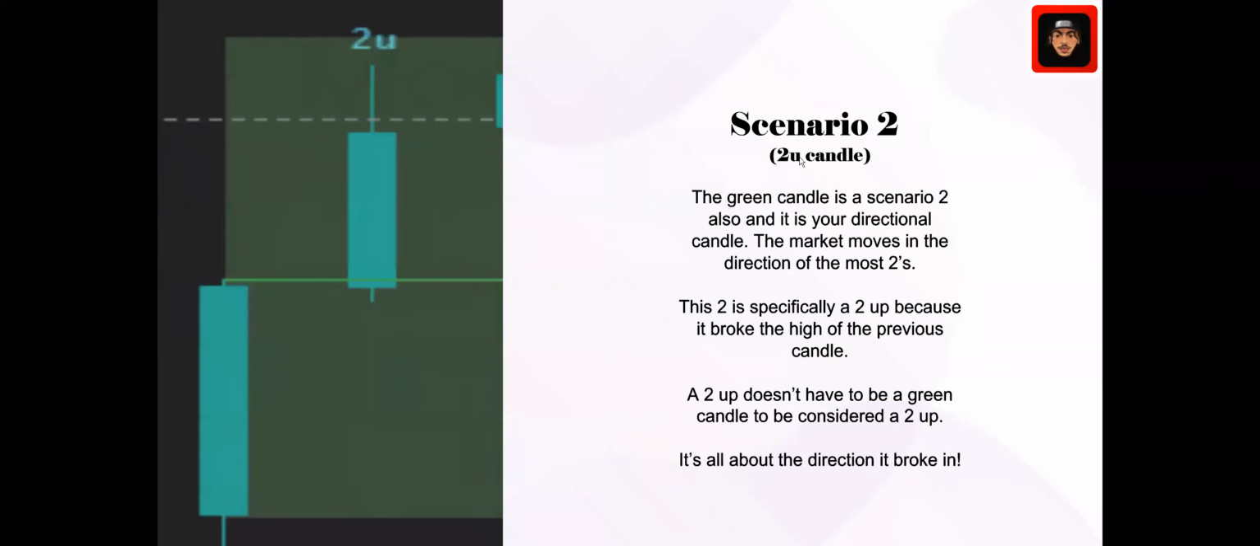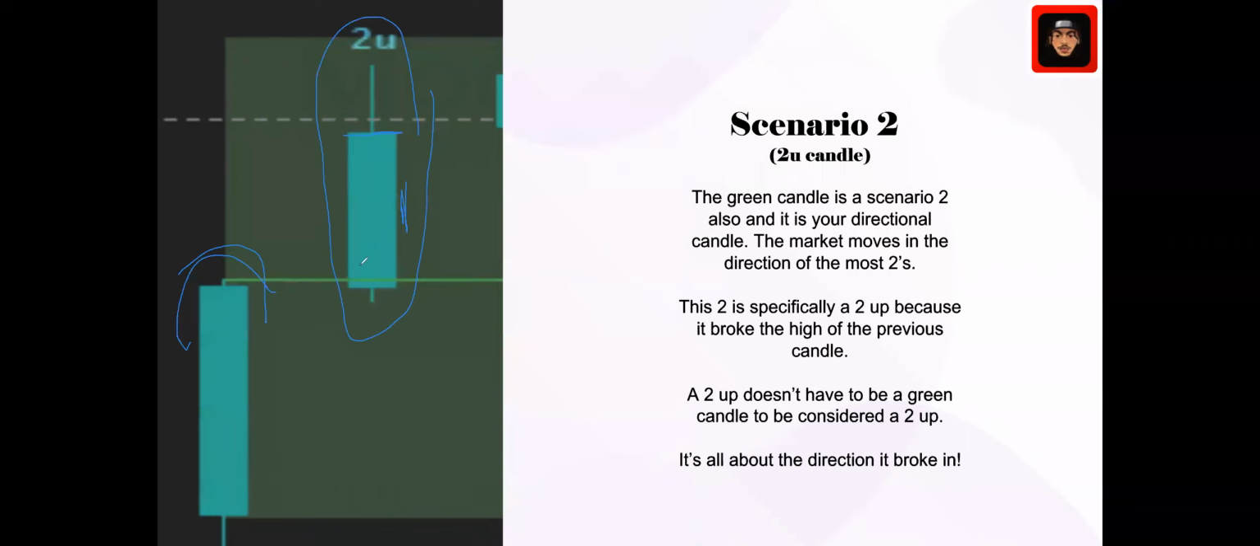All right. Scenario two, the two up. A two up is a candle that breaks the high of the previous candle. So this candle right here broke the high of this candle right here. This one that I'm hovering over, this candle over here, broke the high of the previous candle. That is a two up. And this is an example of a two up enforce. The price action, which is the close up here, stayed above this previous candle's high. All right. That is a two up enforce.